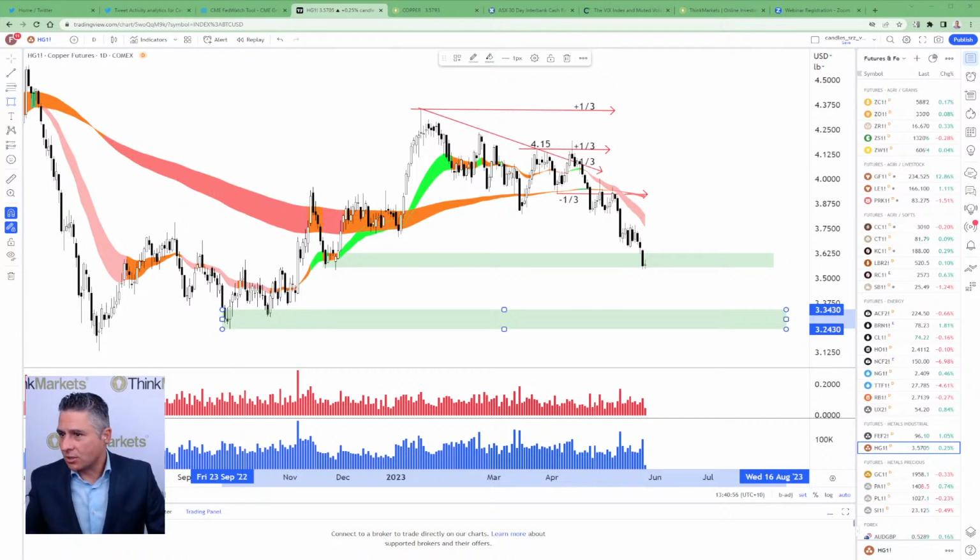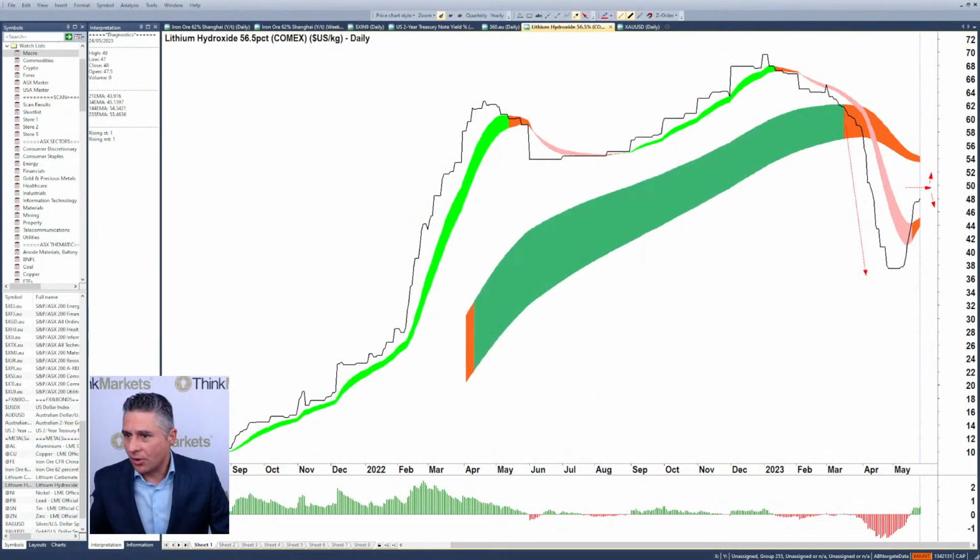I've not changed the screen. Thank you for letting me know there, Haraju. And that's the lithium hydroxide price. I'm so sorry. Lithium hydroxide price, as I said, we want to see at least a period of sideways movement, and then we'll see which way it breaks. And I think that break will be decisive.